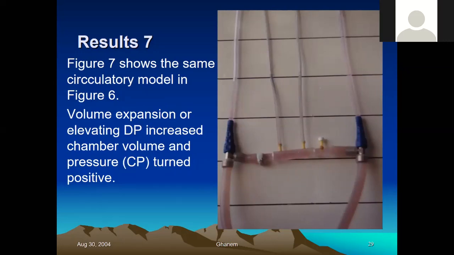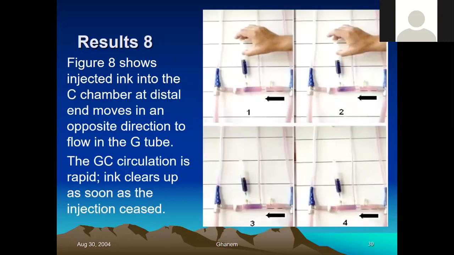Here is to demonstrate the direction of flow in the G tube. These 4 photographs were taken in sequence. Injecting ink at the distal end of the chamber shows it to move towards the proximal end, and when the injection ceases, it clears up very quickly by absorption at the end, which is in the opposite direction to the flow in the circulatory model and in the G tube.